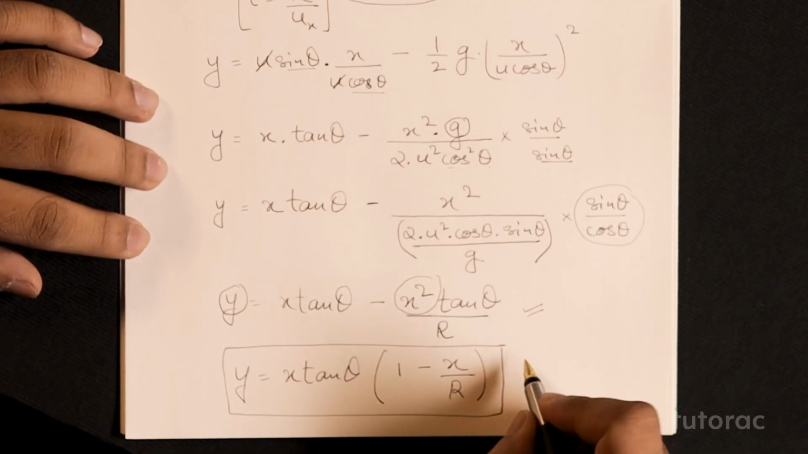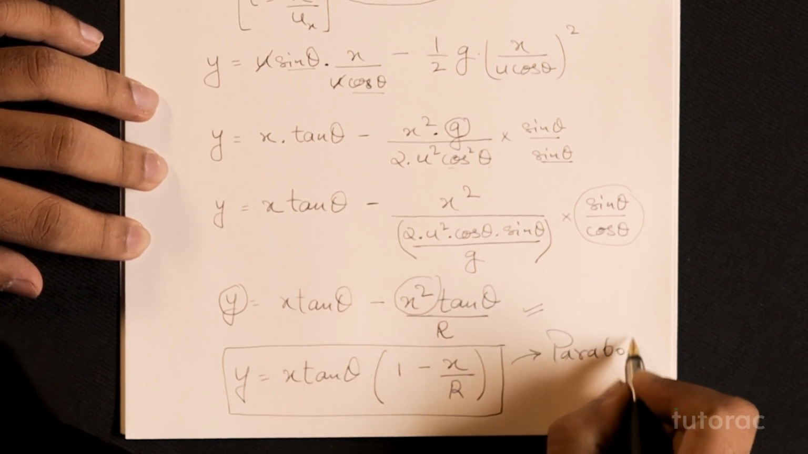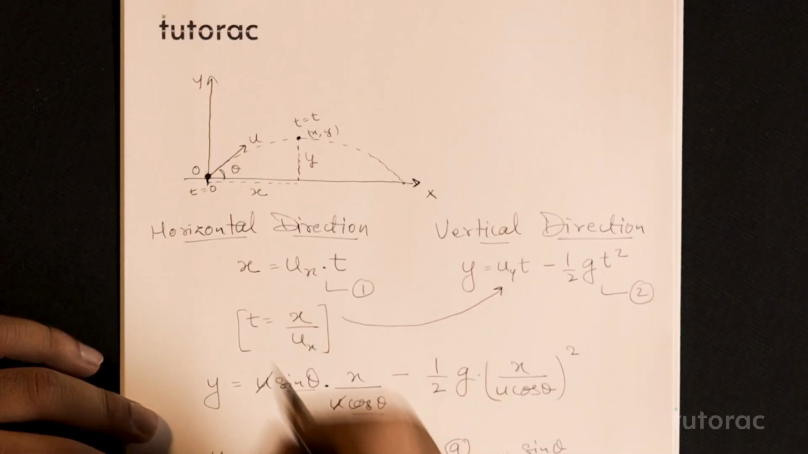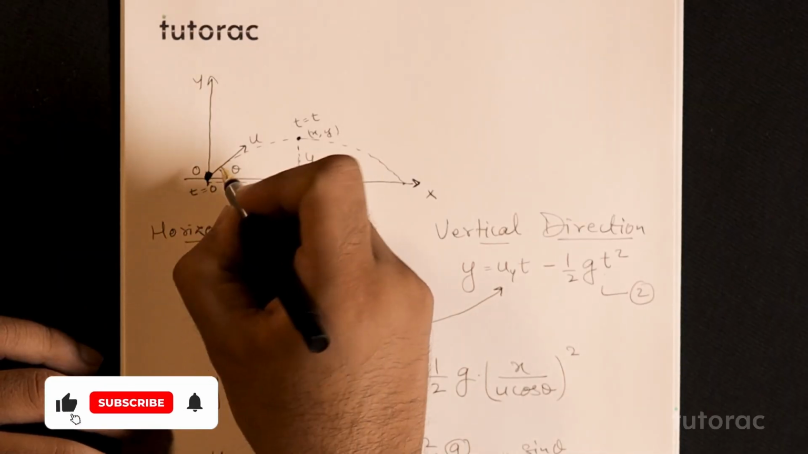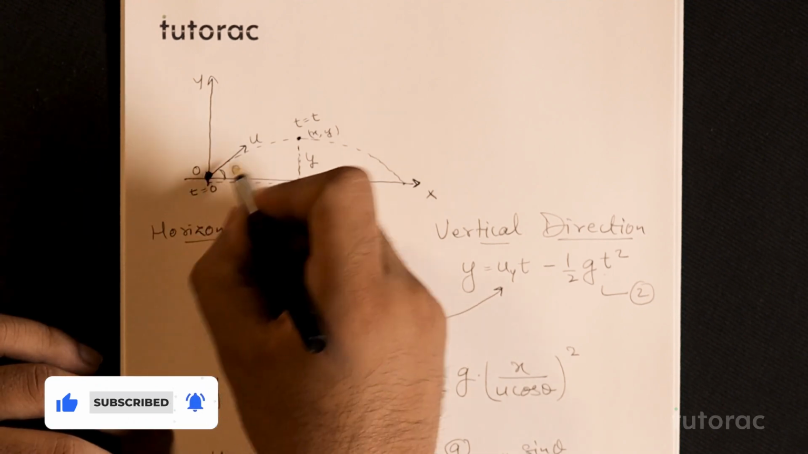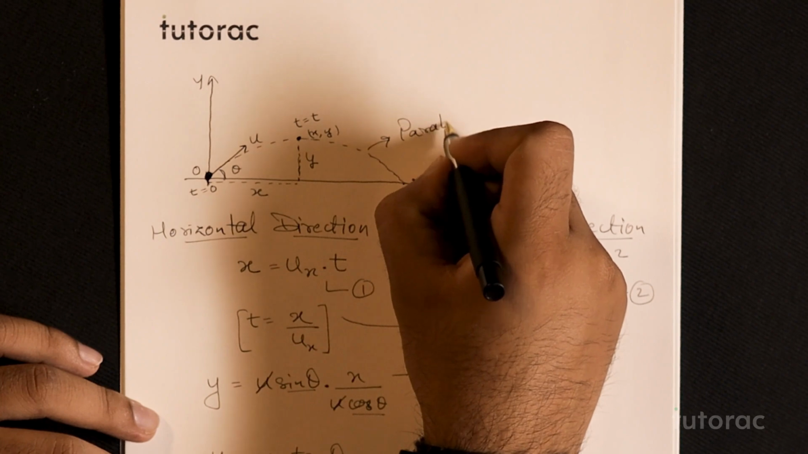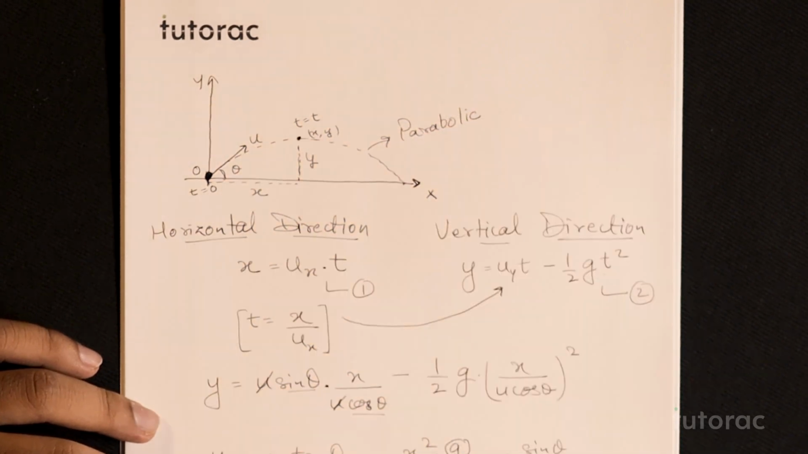And hence, the path followed by this object, which is projected at a certain angle to the horizontal, is parabolic in nature. It's a parabolic path. So that's all about the equation of trajectory.